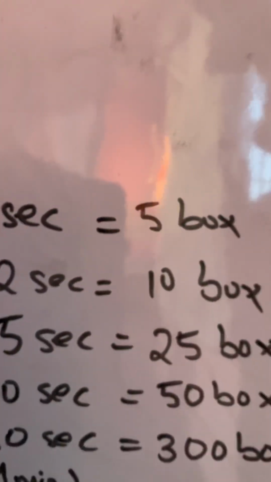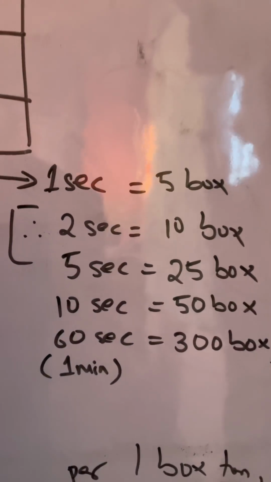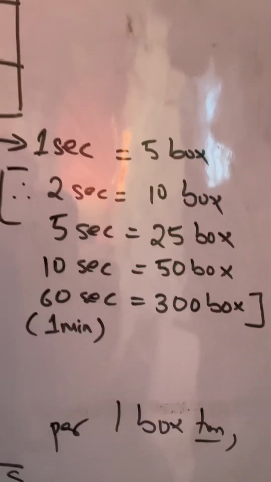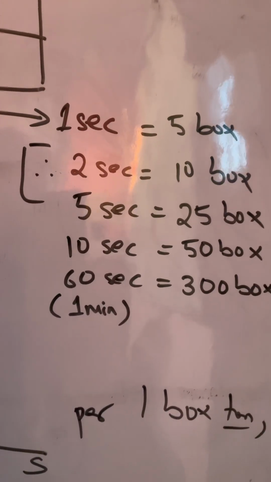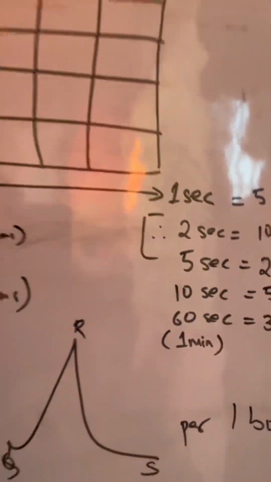So 1 second will show 5 large boxes, 2 seconds will show 10 boxes, 5 seconds 25 boxes, 10 seconds will show 50 boxes, and 60 seconds, which is 1 minute, will show 300 boxes. So while calculating the heart rate, meaning beats per minute, we will see the 300 boxes.